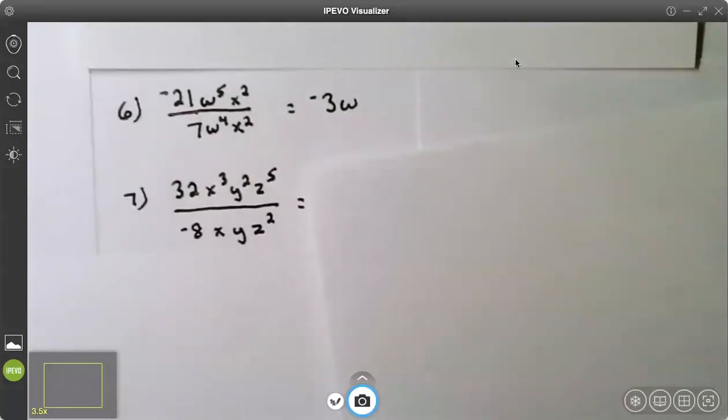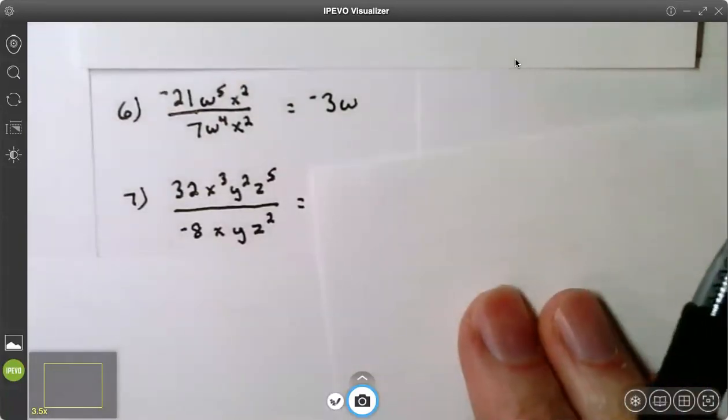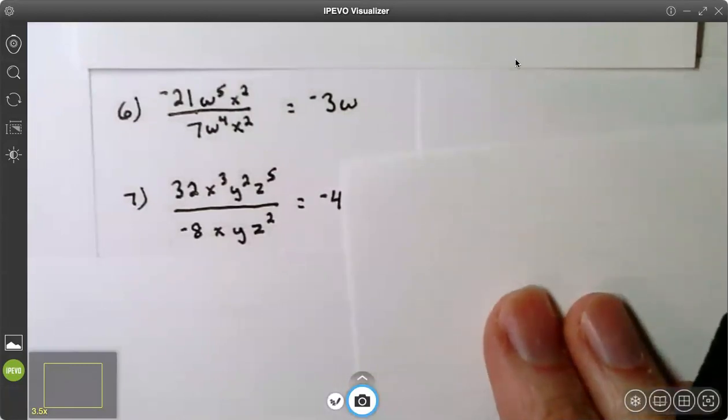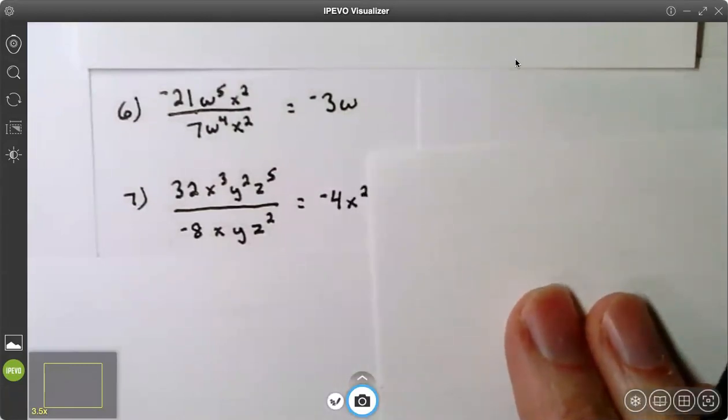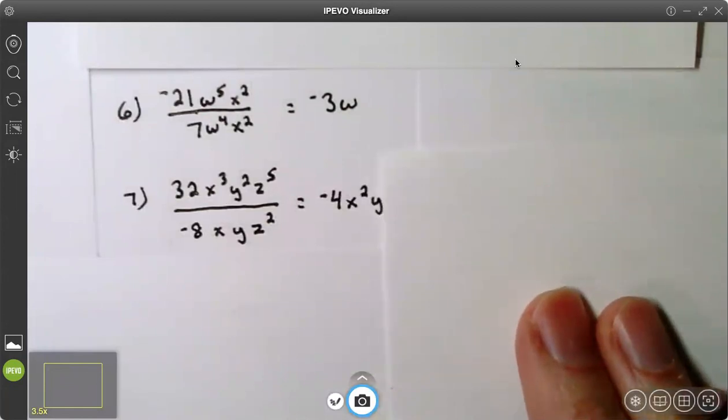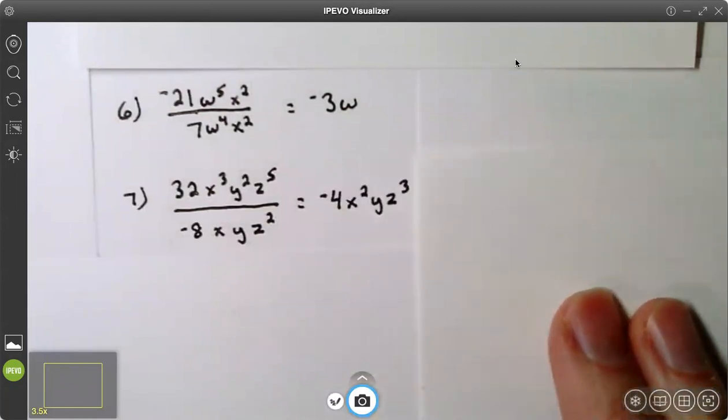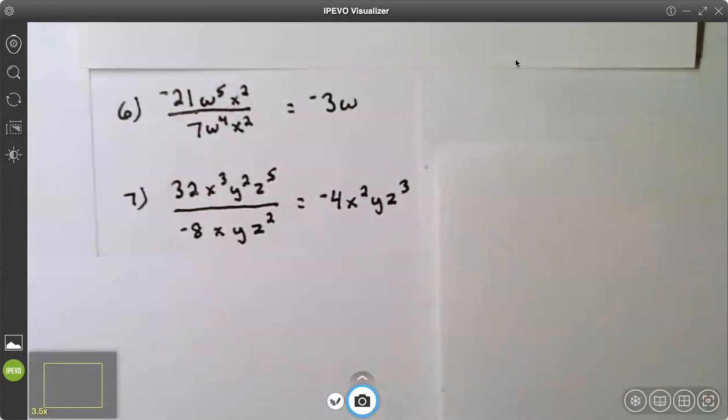Number 7. On my coefficients, 32 divided by negative 8 is negative 4. On the x's, 3 minus 1 is 2. Y's, 2 minus 1 is 1. Z's, 5 minus 2 is 3. Your answer is negative 4 x squared y z cubed.